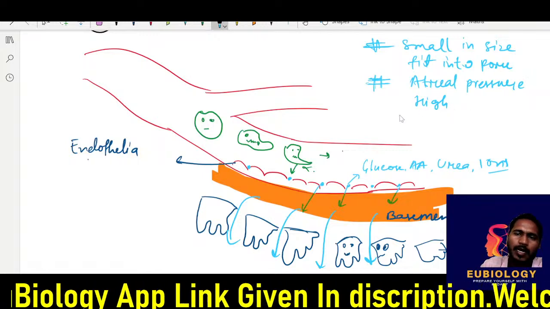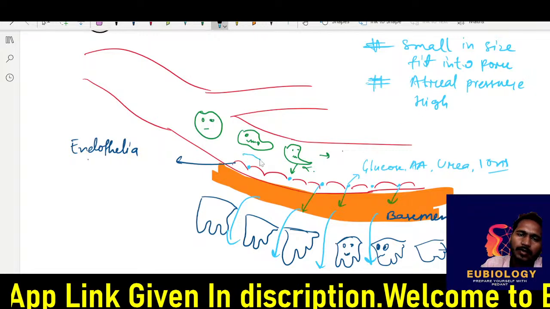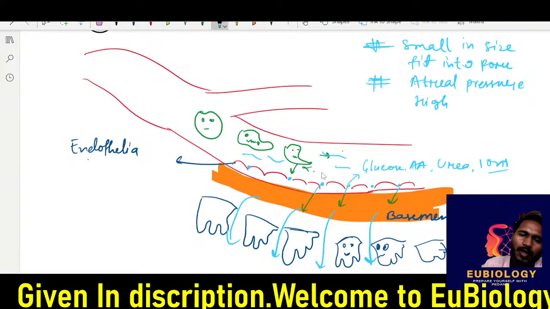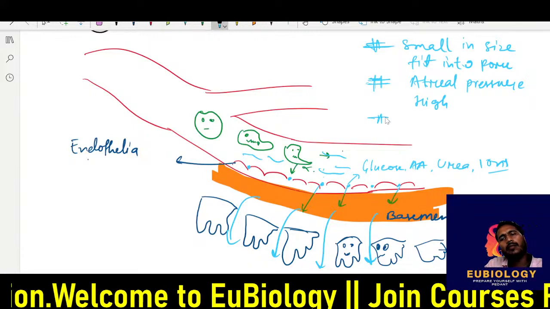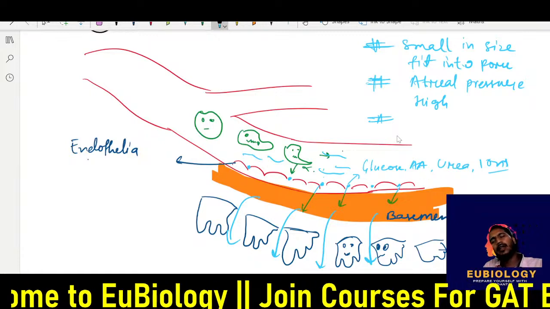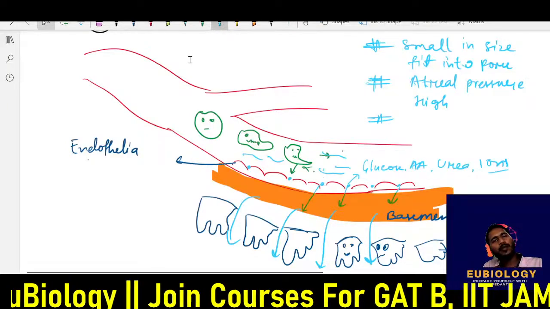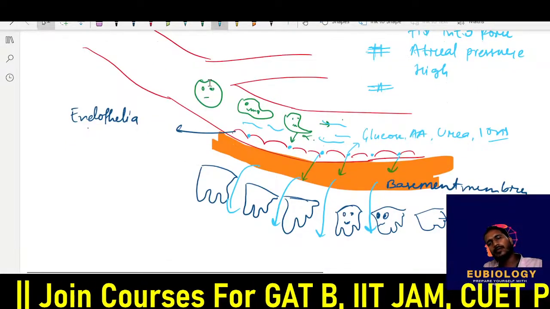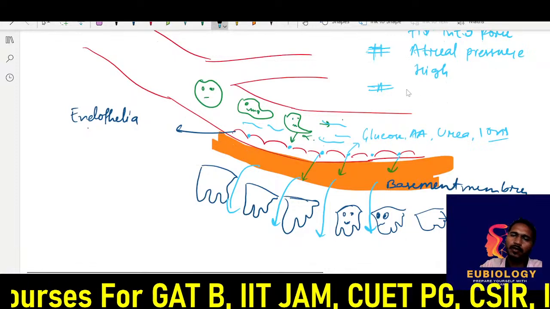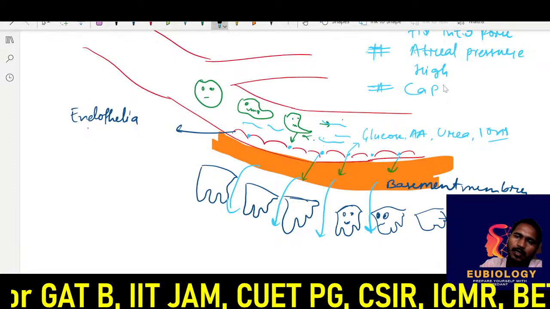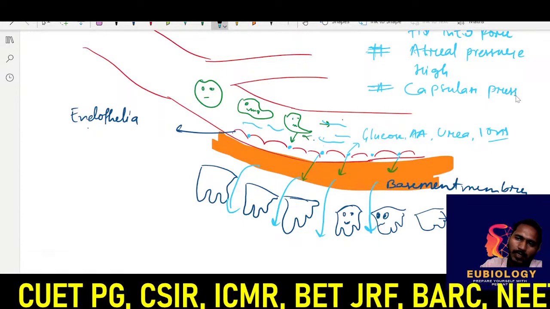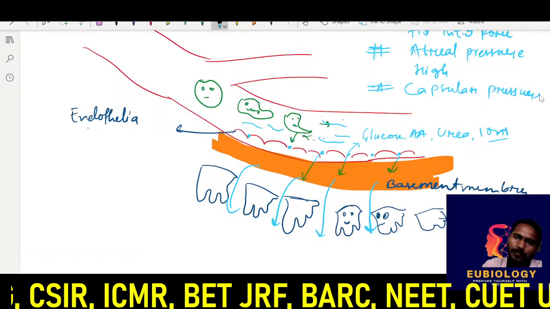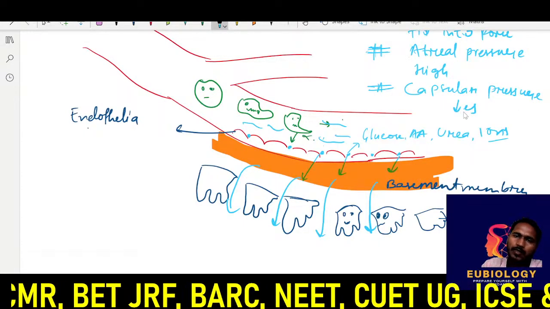If the pressure is high here, then only will the flow try to pass into this. Another thing, the Bowman's capsule pressure should be low. Okay, the capsular pressure should be less. So this is a simple thing.